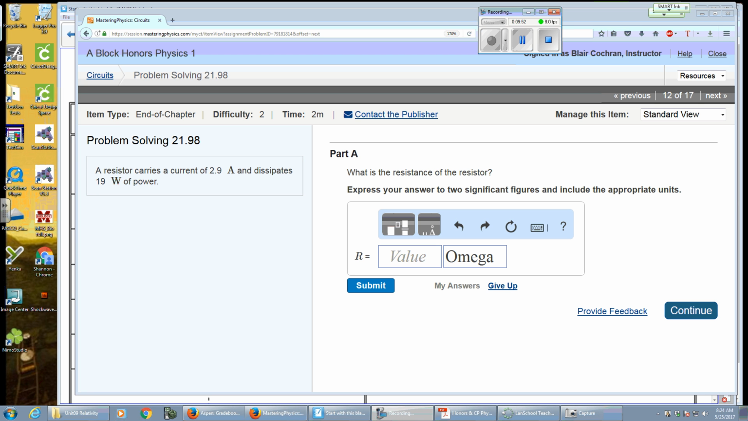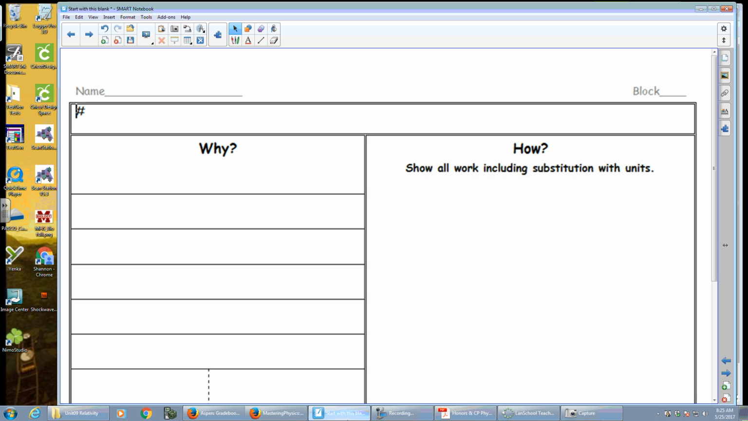All right, so 12 was the next most requested, although not incredibly strongly. You got a resistor that carries this current and dissipates this much power. What's the resistance? Oh, this is like the ones you guys were doing yesterday. Cool. So we'll go green. Number 12.